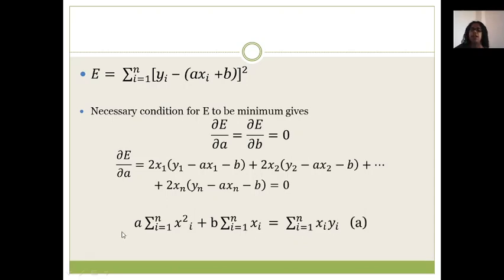And finally, after all the rearrangements, the rearrangement part is very simple, you have to do it yourself, and you will get a times the sum from i equal to 1 to n of xi squared, plus b times the sum from i equal to 1 to n of xi, is equal to the sum of xi yi. And this is equation number A. And remember, this equation is very, very important regarding this least squares method. Hoping that you got the equation, solve it, rearrange, and you will get equation A.